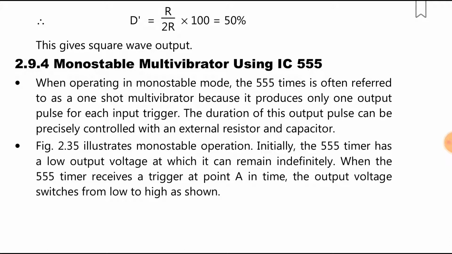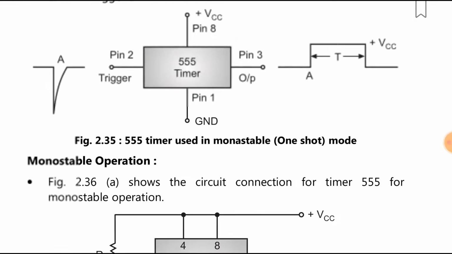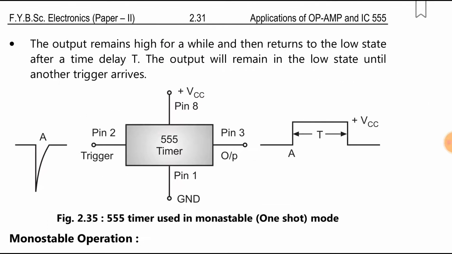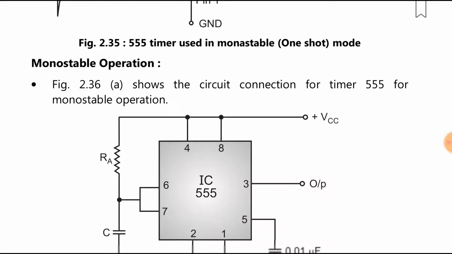Initially the 555 timer has a low output voltage at which it can remain indefinitely. When the 555 timer receives a trigger at point A in time, the output voltage switches from low to high as shown in the figure. So this is a monostable operation. The output remains high for a while, and then returns to the low state after a time delay T. The output will remain in the low state until another trigger arrives. Now this is a negative pulse trigger coming to the 555 timer, and the output is a square wave. So this is the 555 timer used in monostable one shot mode.